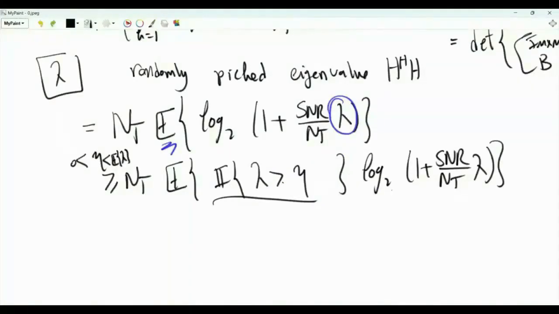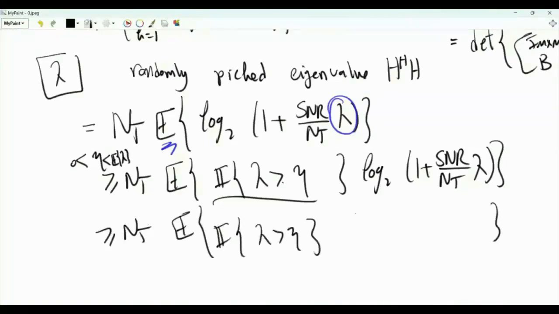If we have indicator lambda greater than eta times log to the base 2 1 plus SNR over nt lambda, then this is lower bounded by the indicator. And then here we can replace this lambda by eta, log 2 1 plus SNR over nt, and then we put this constant eta.